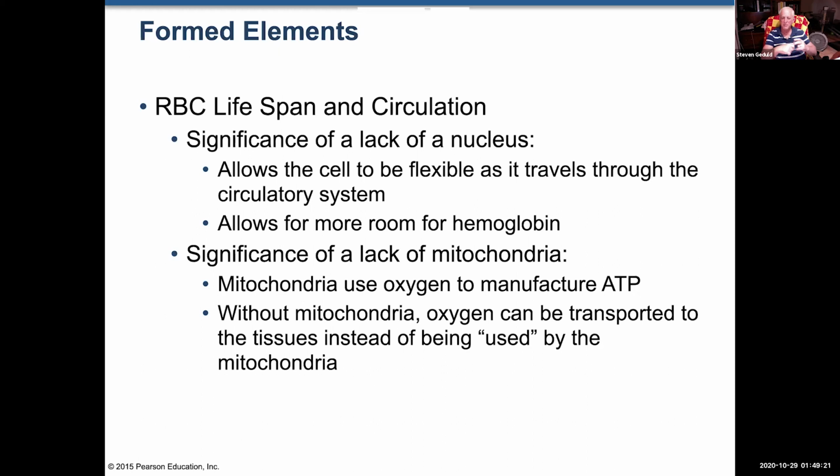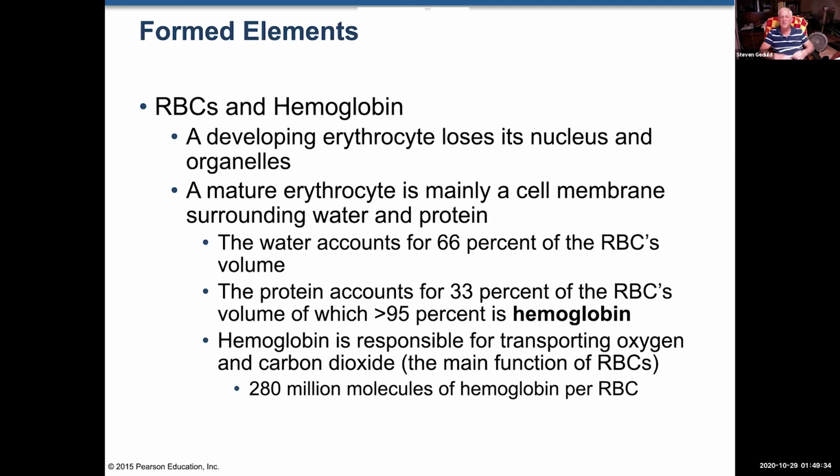So no nucleus, no mitochondria, no cell organelles, and they only function about 120 days before they have to be recycled and they break down, because they have no way of producing energy for themselves. As developing red blood cells lose their nucleus and organelles, a mature red blood cell, an erythrocyte, is basically a cell membrane surrounding water and protein. That's basically all it is: a biconcave disc with just a cell membrane with water and protein inside. No organelles, no mitochondria, no nucleus.